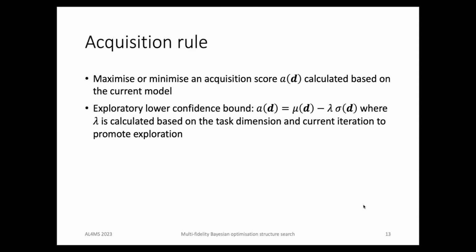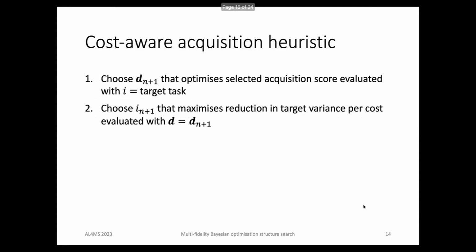Then about the acquisition rule, when we do single task optimization, we use this ELCB, or exploratory lower confidence bound, acquisition rule. And we use that because it has worked well in previous studies. And as for the multitask case, we need our acquisition rule to choose both the rotations and the task. And we also need to take into account the cost associated with each task.